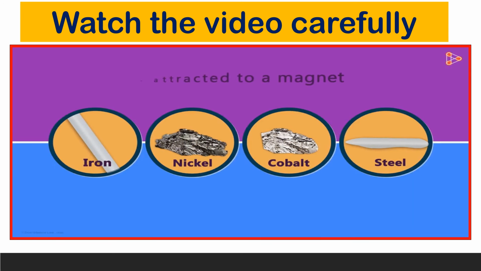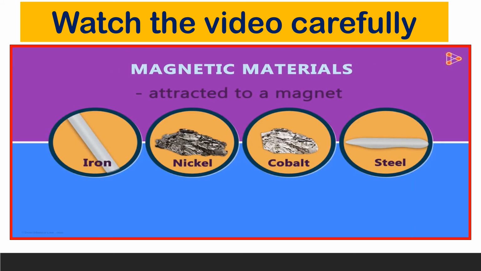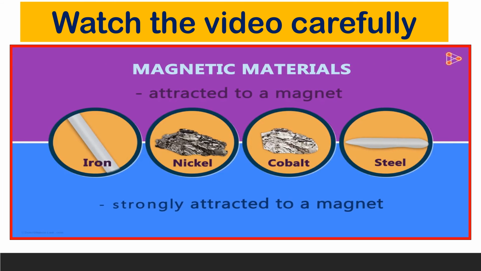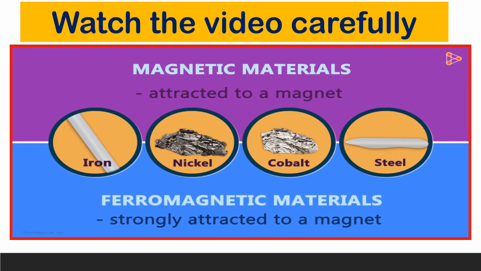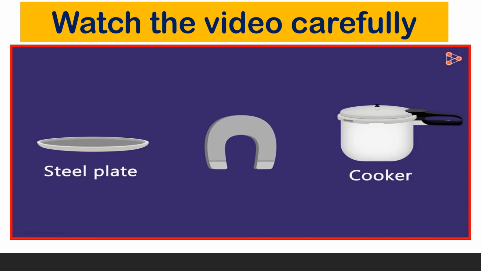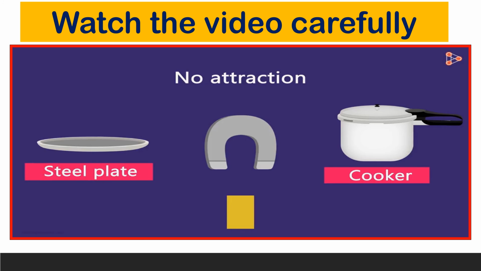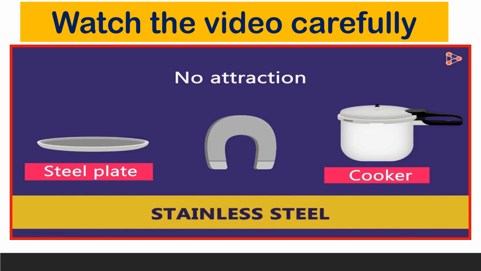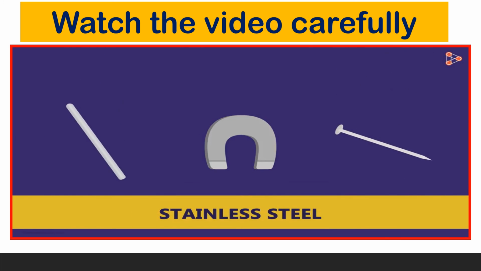The materials that are attracted by a magnet are called magnetic materials. And the materials that are strongly attracted to a magnet are called ferromagnetic materials. Iron, nickel, and cobalt are ferromagnetic. If we bring a magnet in front of a cooker or a steel plate that we serve food on, then you will not find the attraction. But hold on, I just said that the steel is attracted to a magnet. So what is wrong with these things? These are made of stainless steel. And it is one specific type of steel. Not all the stainless steel materials attract magnets, but many do. Hence, we consider steel as magnetic.